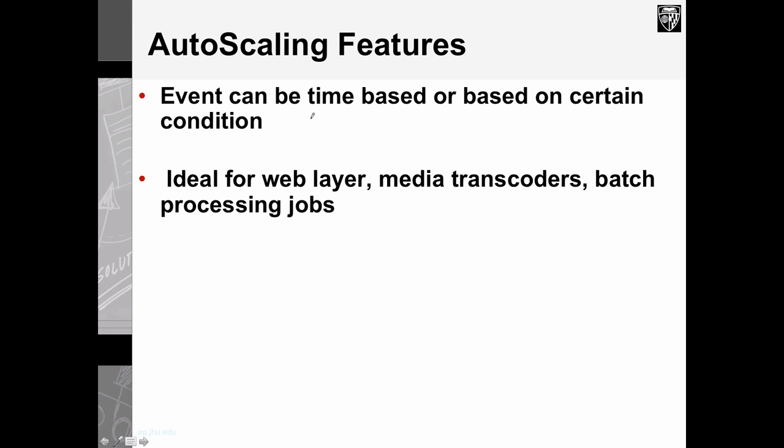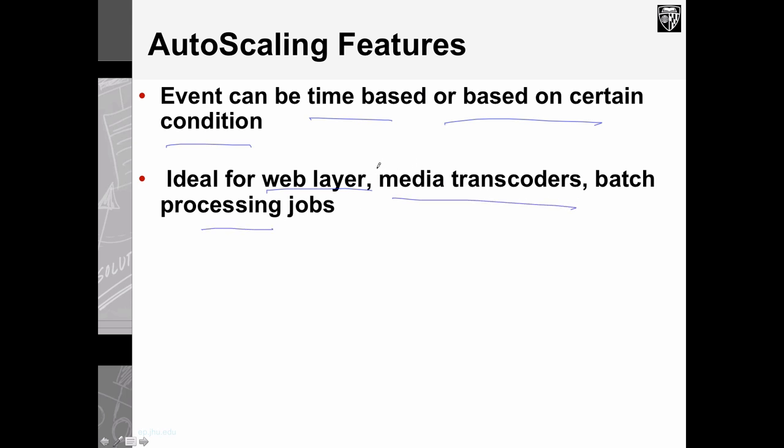Let's say our CPU goes up, or the number of requests goes up, or the number of jobs that we need to process has gone up. Based on those conditions, we can scale up our infrastructure. Autoscaling in general is a good pattern for the web layer, for media transcoders, and for batch processing jobs.